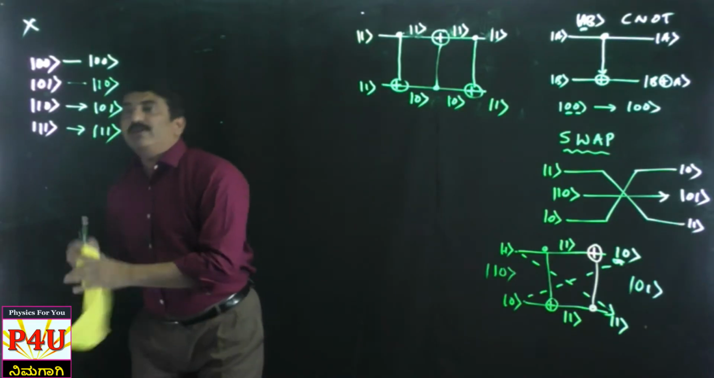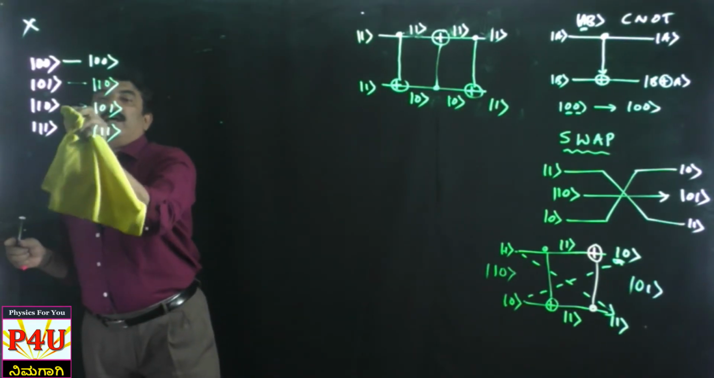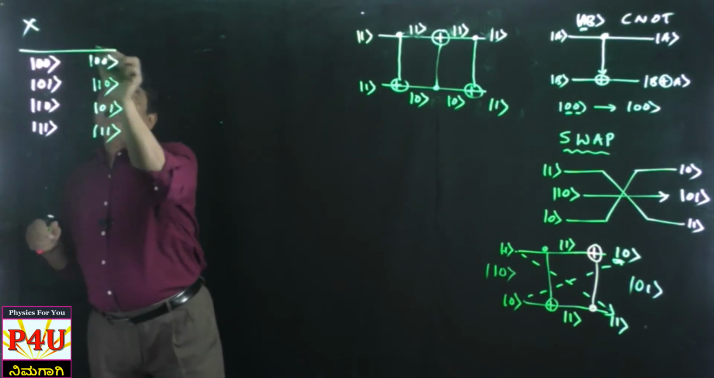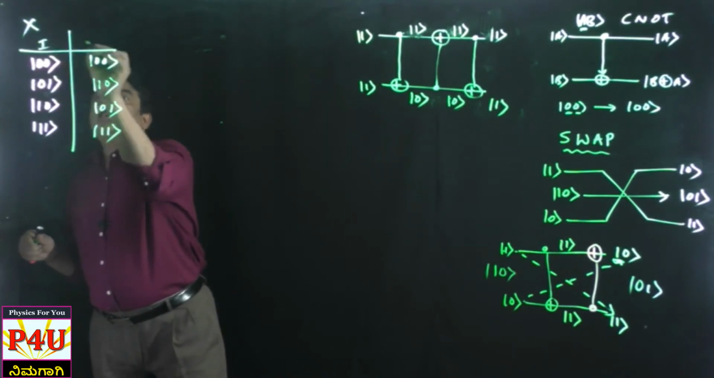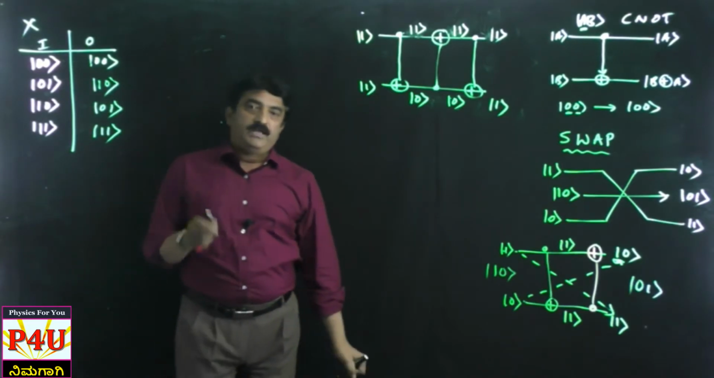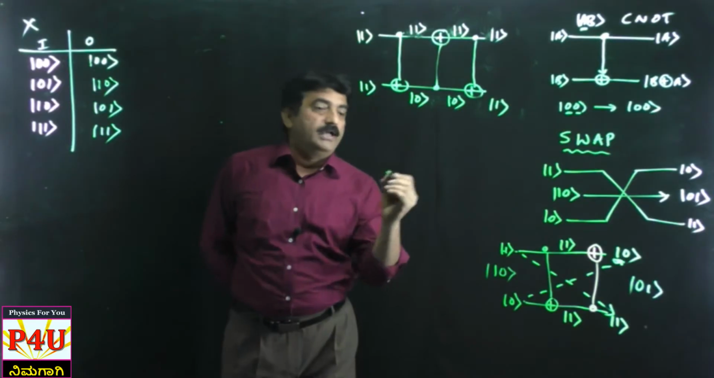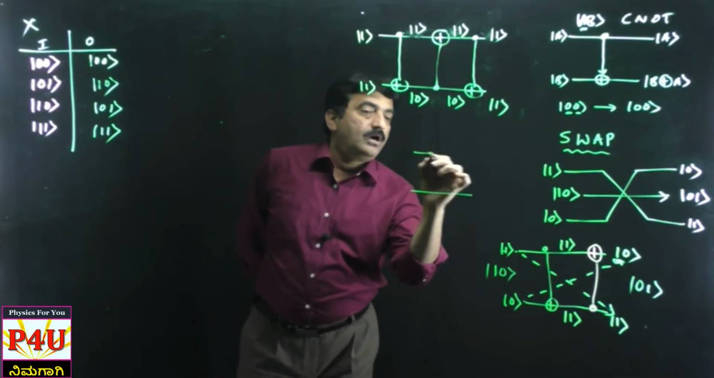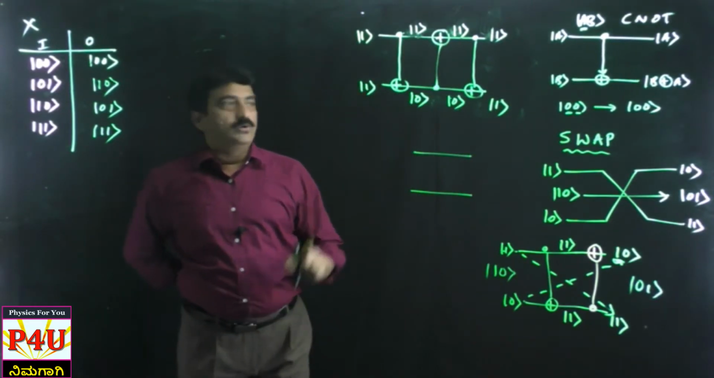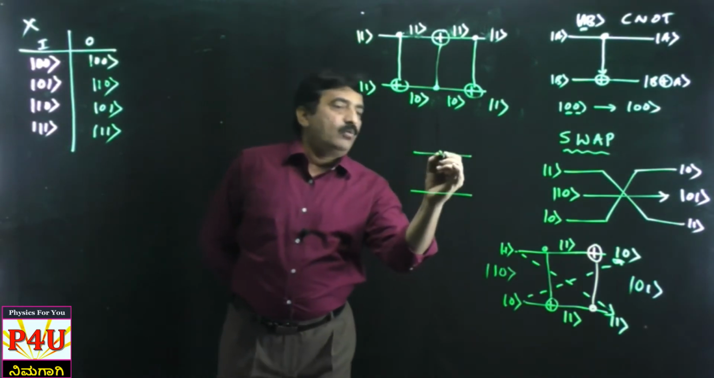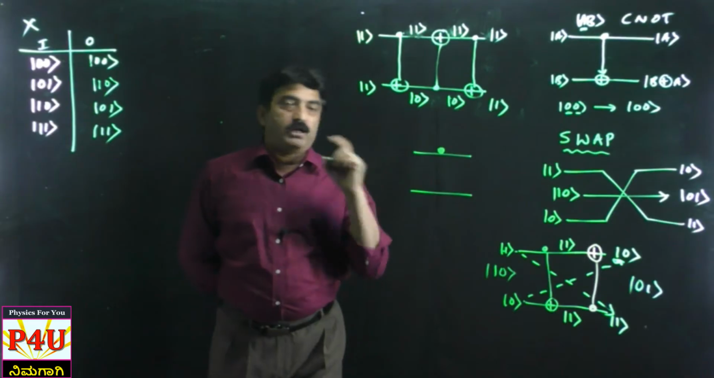So just remove the middle line, and then this is the truth table, input, output. Clear? Now, how to write the circuit? Just draw 2 lines. I already told you this is a multi-qubit system, therefore there must be 2 lines, and one of them is a control.